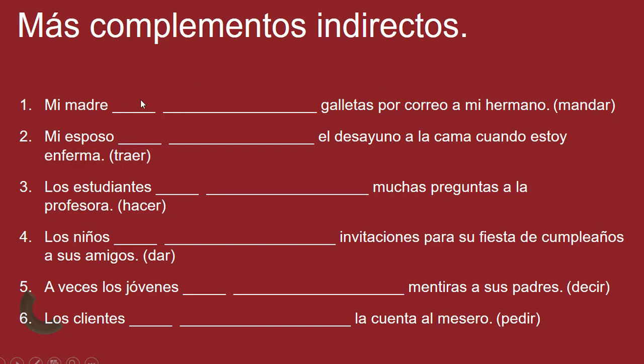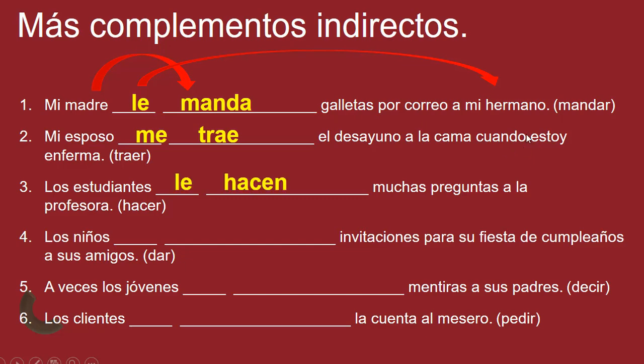And then here in front of the verb, we'll put the indirect object pronoun. Remember that if you have the indirect object, you need the pronoun there. So, mi madre, if it's a mi hermano, it will be le. So, le manda. Mi madre agrees with manda, and le is there because the indirect object a mi hermano is there. Okay, mi esposo me trae. Mi esposo agrees with trae, and me is because it's saying el desayuno a la cama cuando estoy enferma. It's bringing me breakfast.